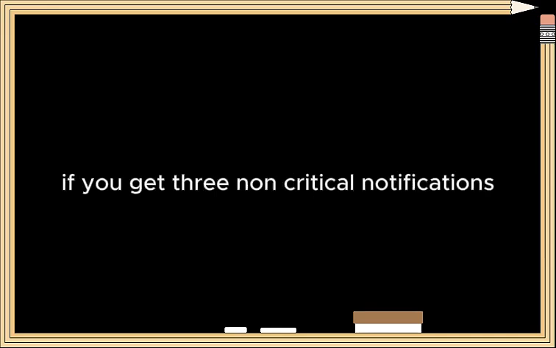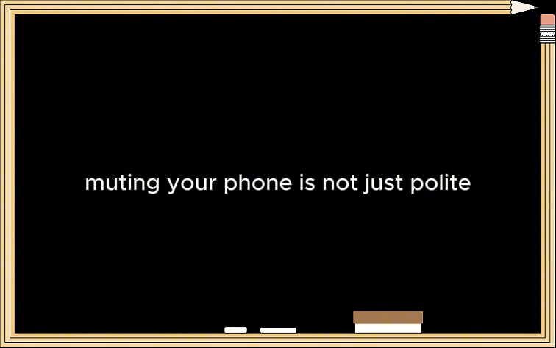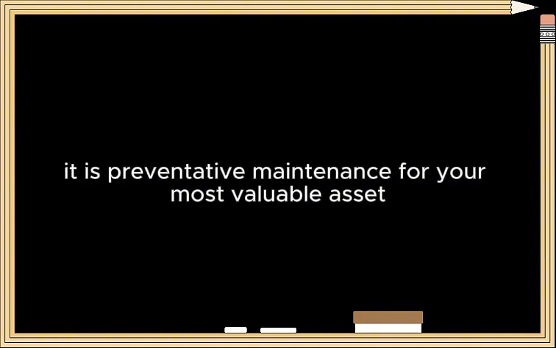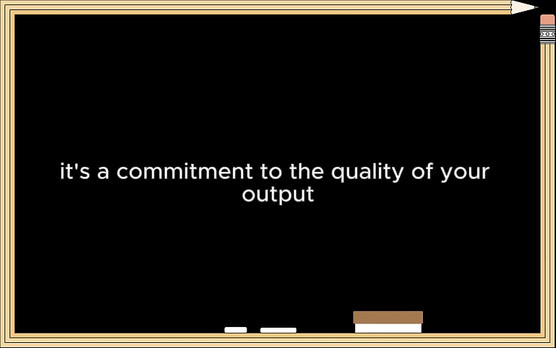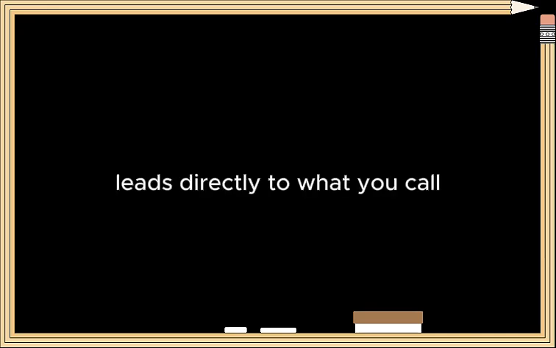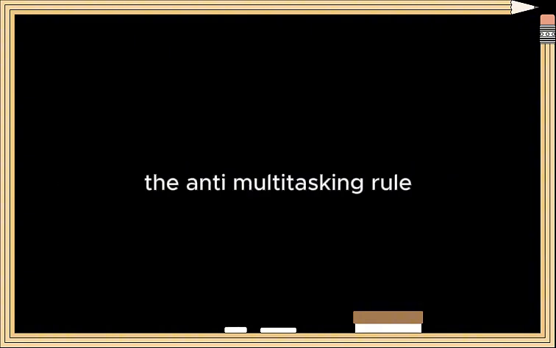If you get 3 non-critical notifications during a 1-hour deep work block, you haven't just lost the 30 seconds it took to glance at your phone. You've lost nearly an hour of recovery time just getting back into the zone. You've lost the entire hour. Muting your phone is not just polite, it is preventative maintenance for your most valuable asset, your sustained attention. In a meeting, muting is a commitment to effective listening. In deep work, it's a commitment to the quality of your output. And this attention defense leads directly to what you call the core principle of cognitive efficiency, the anti-multitasking rule.